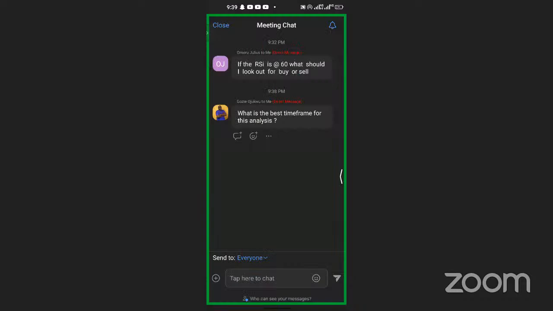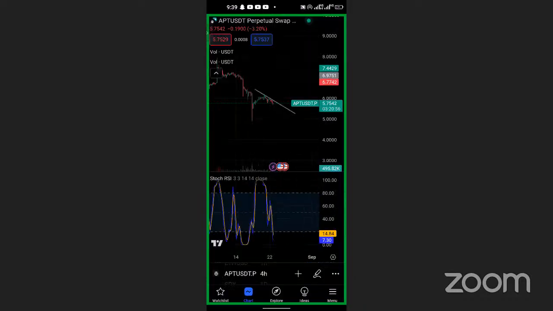What's the best time frame for this analysis? So for the trend line, you could use the daily analysis. It works mostly on the daily time frame. For longer time frame, you could use stochastic RSI and all of the Fibonacci retracement. The trend line works basically on the daily time frame.